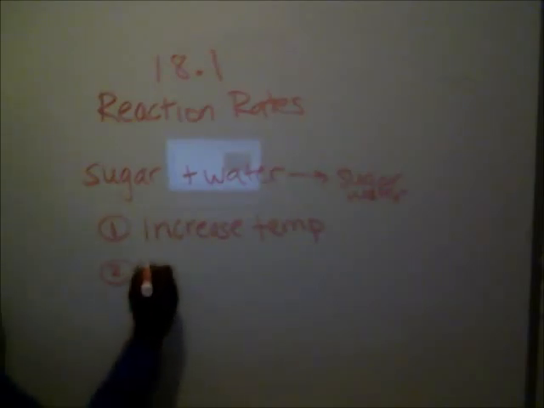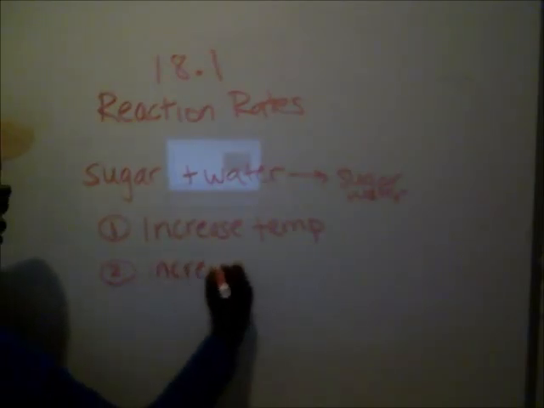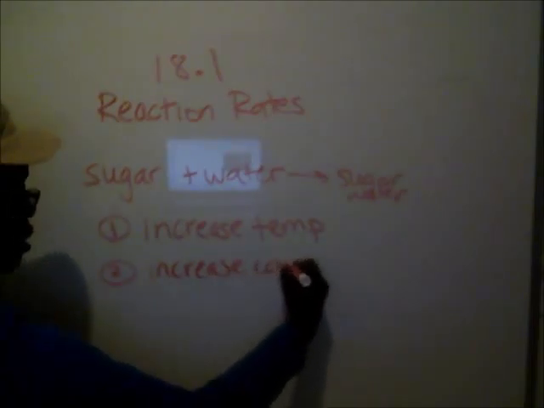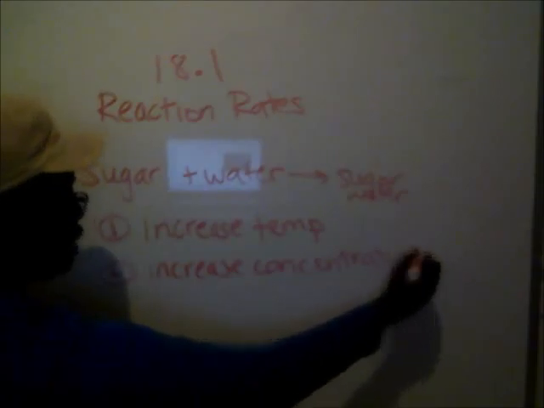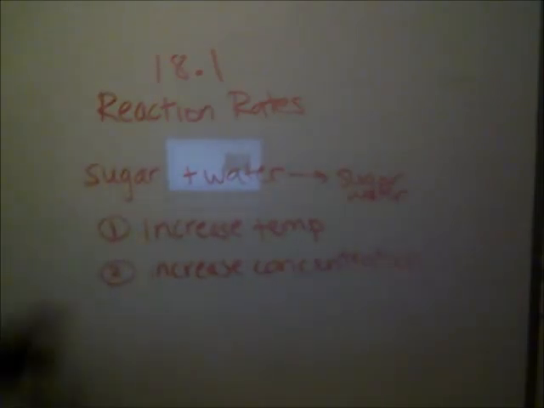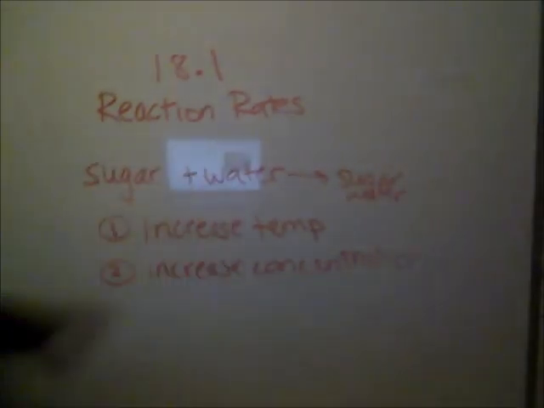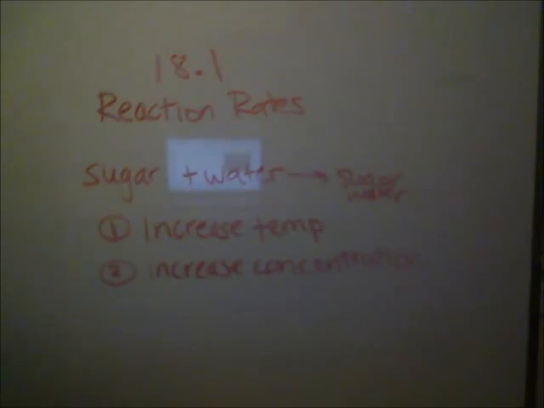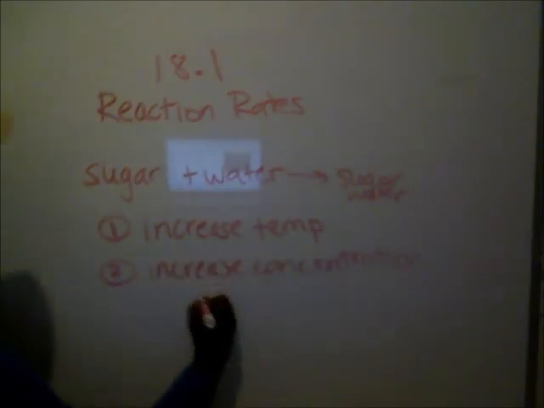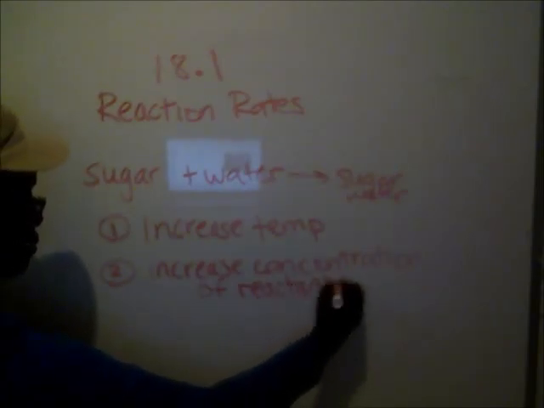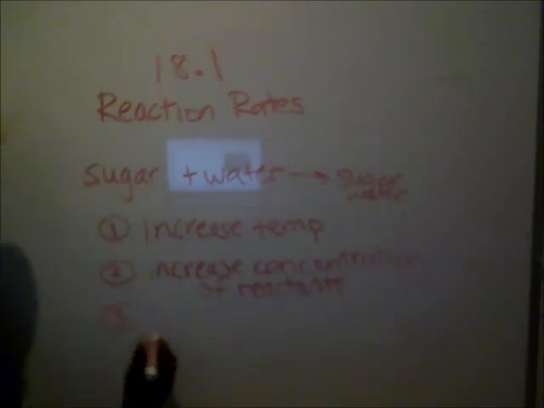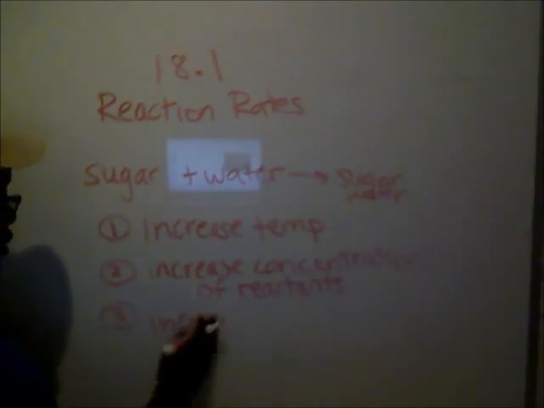We can also increase the concentration, which kind of makes sense. If we want things to react, if we add more of them, then they're going to hit each other more often. So we can add more sugar and more water to cause the reaction to take place faster. And we're increasing the concentration of the reactants because we're trying to make the products. Okay. The third thing we can do is decrease particle size.